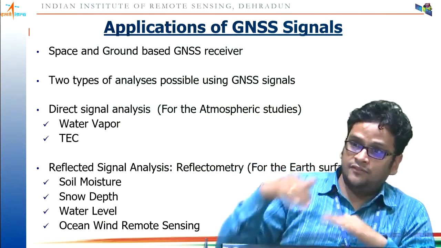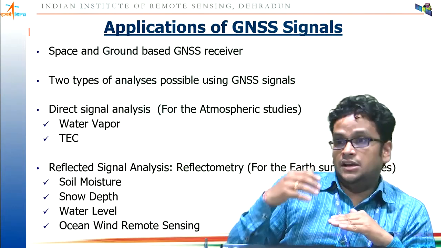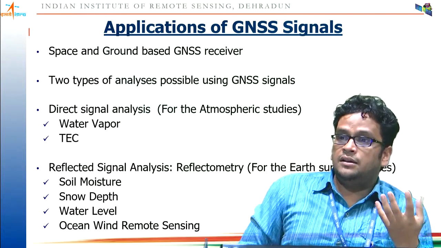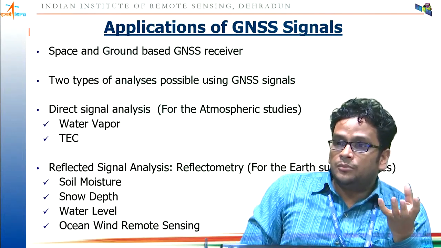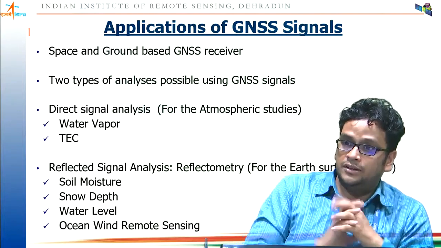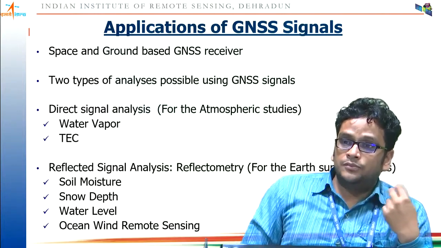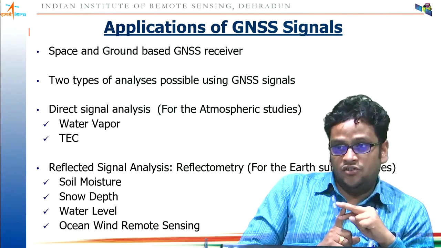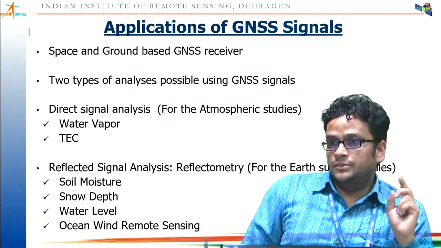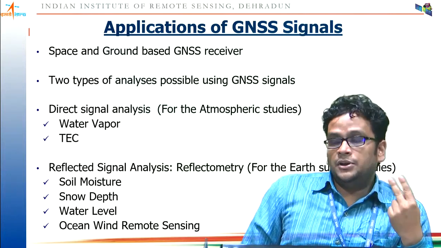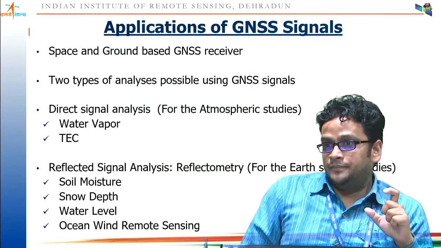Now from the data itself, we will be deriving the delay. If we know the delay, then we can estimate the atmosphere, because of what this delay is happening. In the neutral atmosphere, this delay is happening because of two things. One is the hydrostatic or dry delay. Another one is called the wet delay. So there are two parameters because of which this delay is happening.